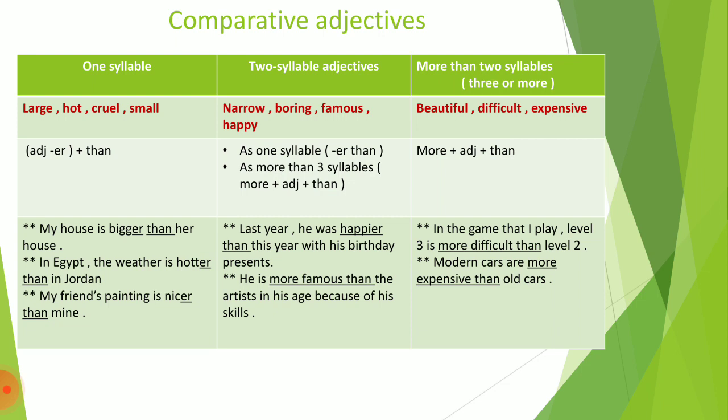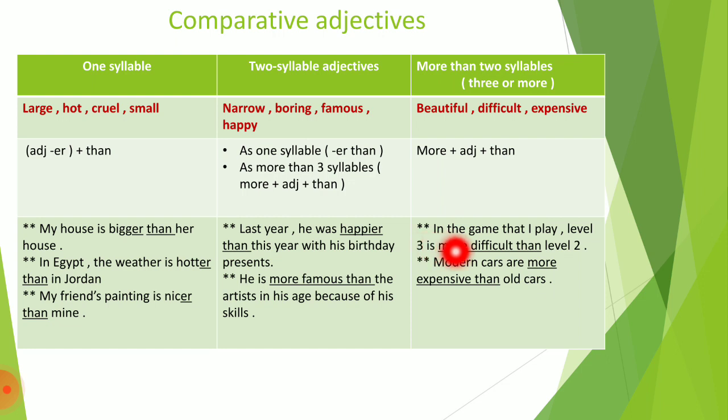كيف ممكن أعمل مقارنة باستخدامهم؟ راح أستخدم more plus the adjective plus than. مثلا more beautiful than, more difficult than and more expensive than. بمعنى بدل ما أضيف ال ER للadjective نفسها راح أضيف more قبلها وراح أستخدم than بنفس الطريقة.